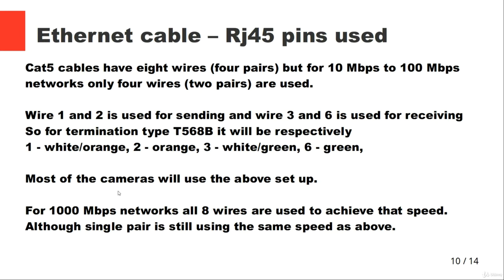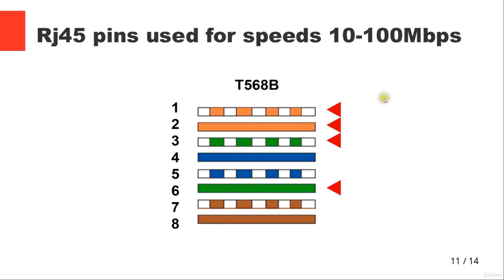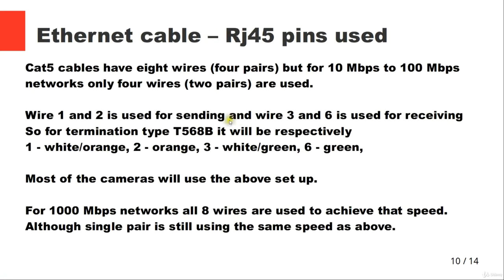Wires 1 and 2 are used for sending, and wires 3 and 6 are used for receiving. So in termination type T568B, it will be respectively white orange, orange, white green, and green. And if you look there, in this type, these wires are being used for those smaller speeds. Most of the cameras will use the above setup.